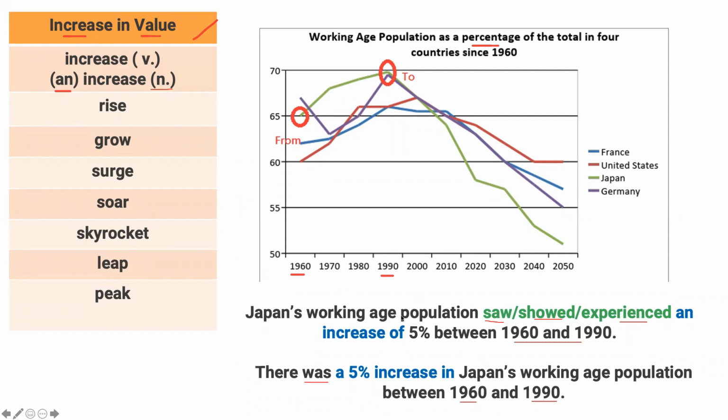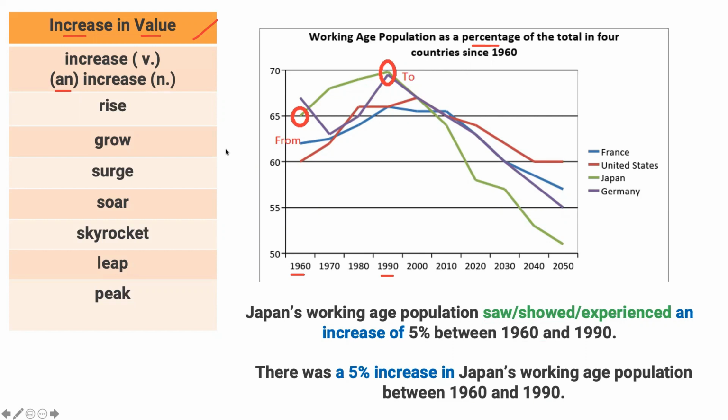Now, a key point here to keep in mind is the use of the preposition of and the use of the preposition in. So of is used when it's followed by a percentage or a number, and in is used when you want to say what is increasing. So Japan's working age population is increasing, and here the increase is of 5%. 1 word difference. So always make sure you're keeping your prepositions in mind.